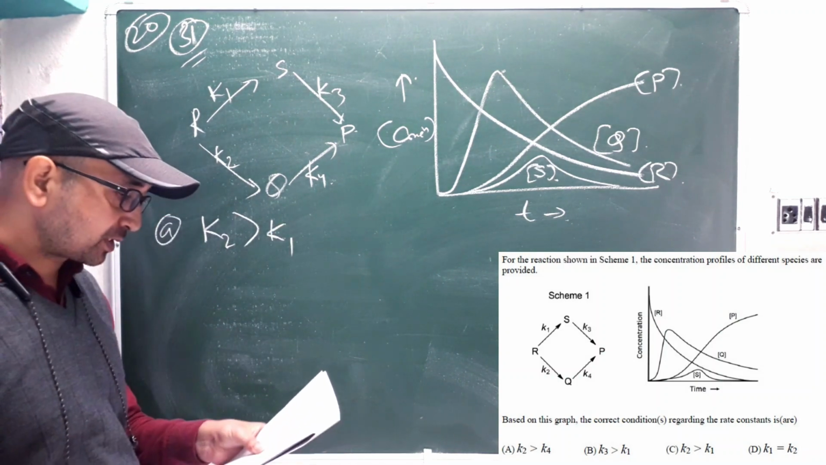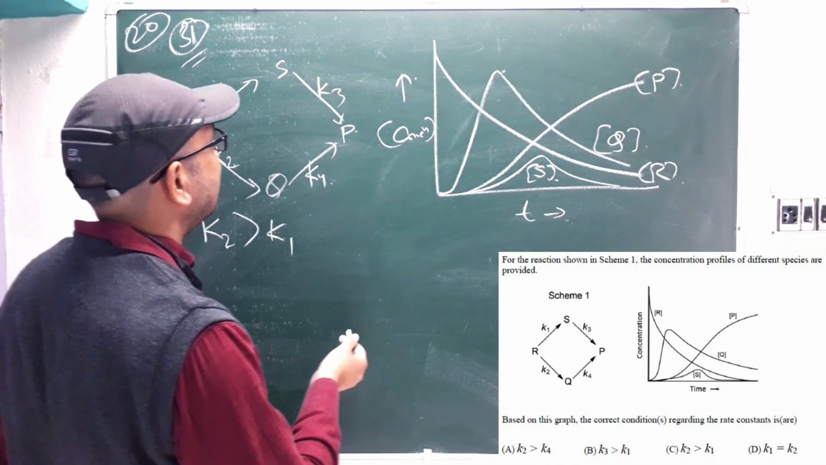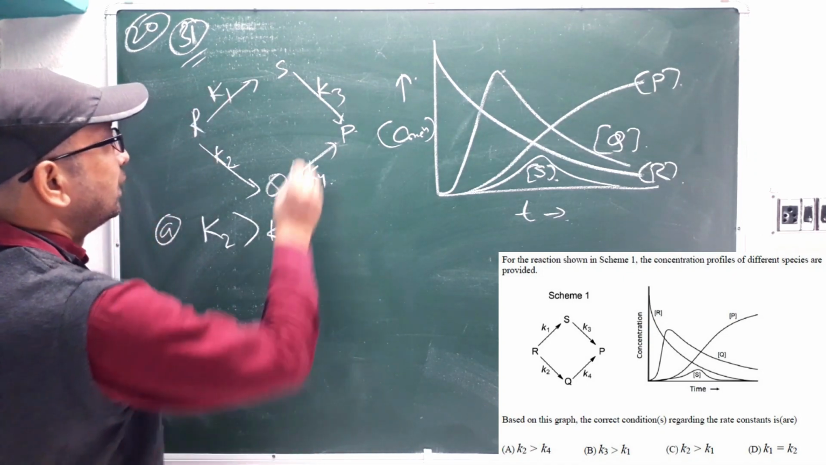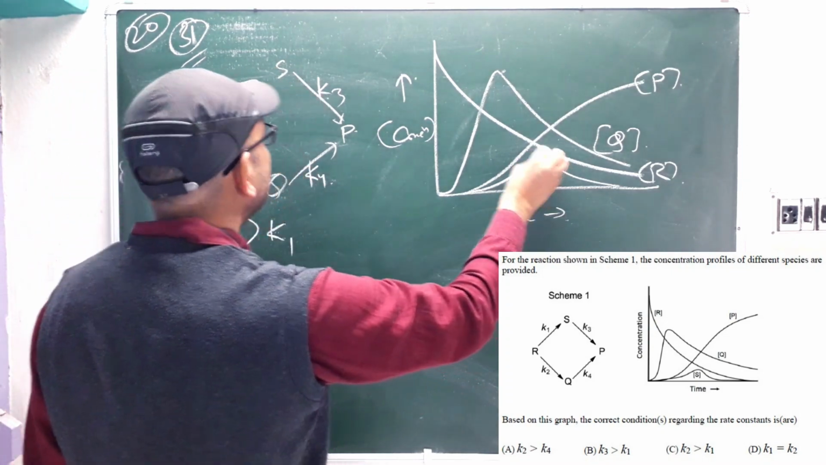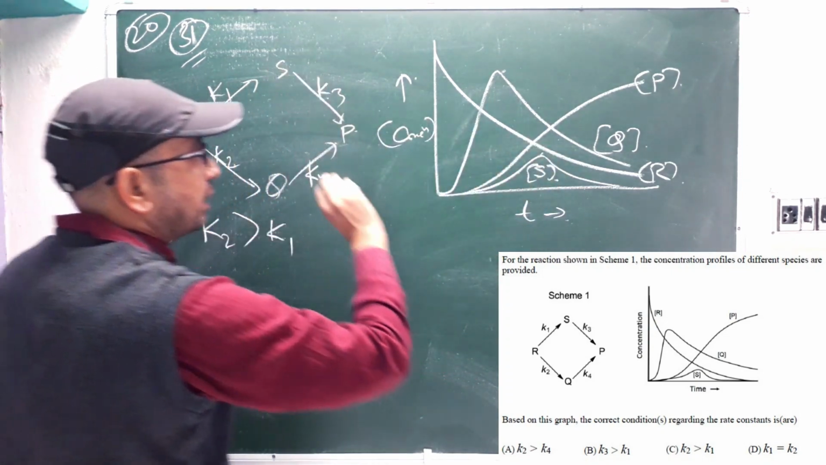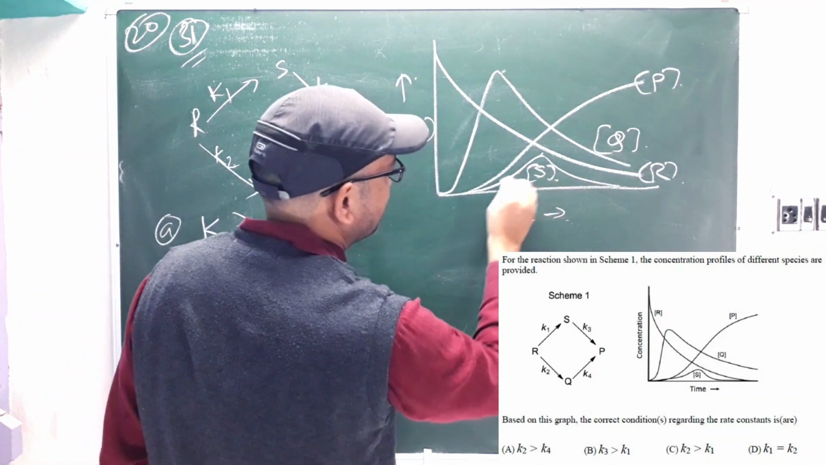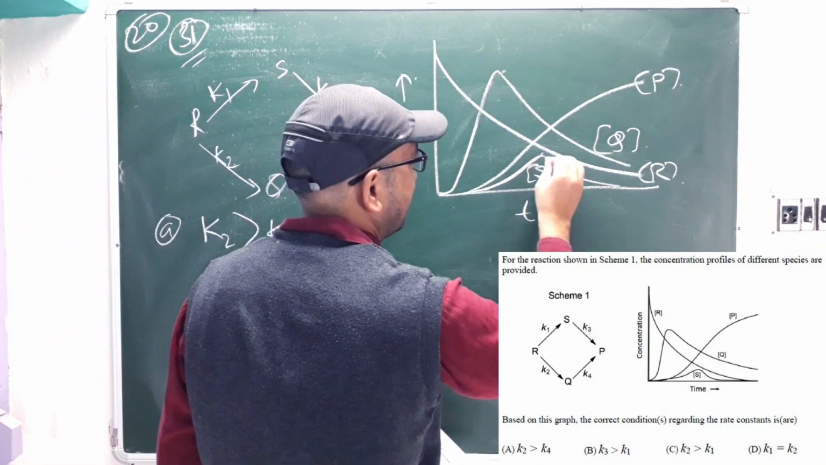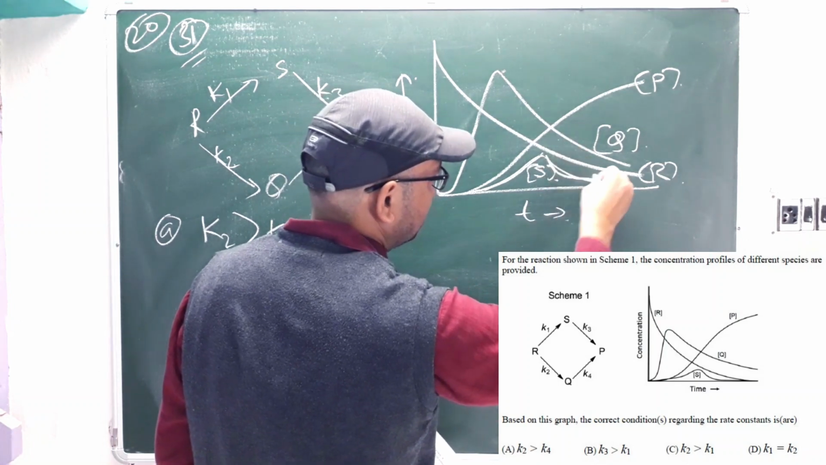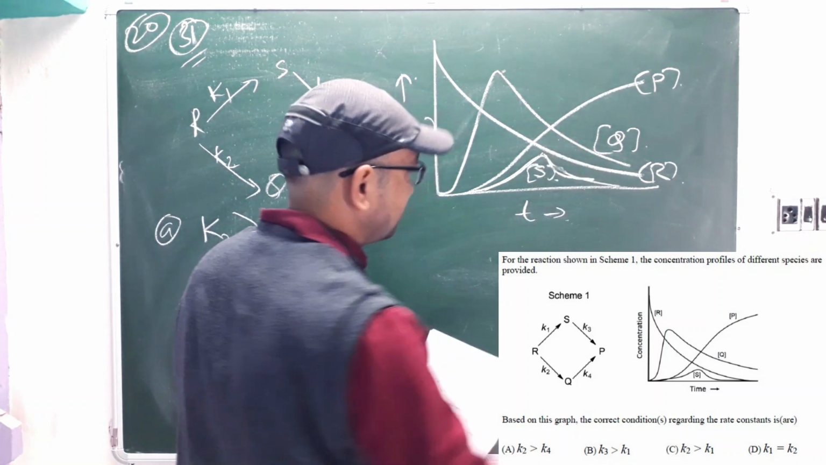Option B is K3 greater than K1. Let's see, K3 is greater than K1. So R to S, this one, and S to P, this one. See, in the graph you will see this is taking slowly, and this is a little bit, this sharpness is there.